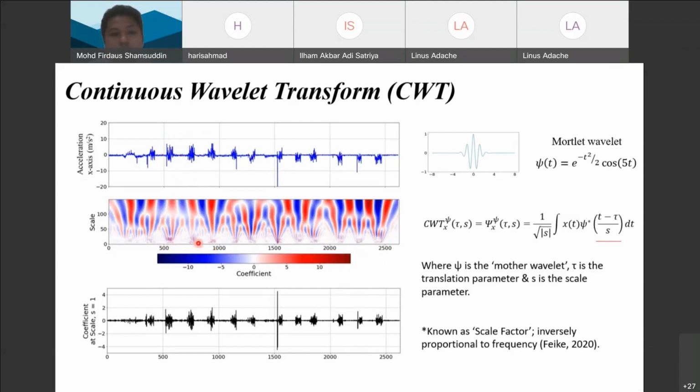And then since we know that the lowest scale corresponds to the highest frequency, I'm going to take the value at scale equals 1. So this is the value of coefficient at scale equal to 1. I'm going to use it to further analyze and to check whether we can see when the drill has been drilled using this data.